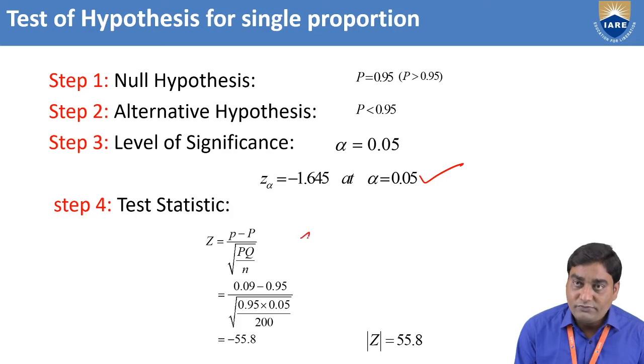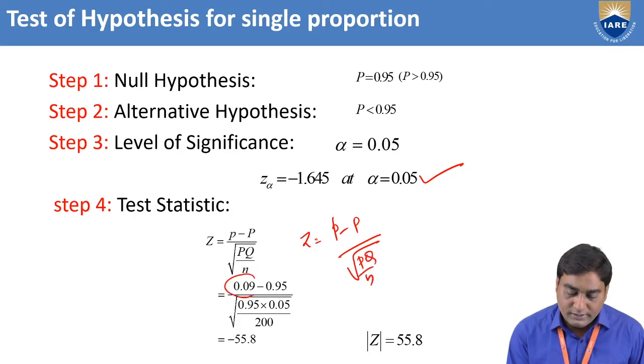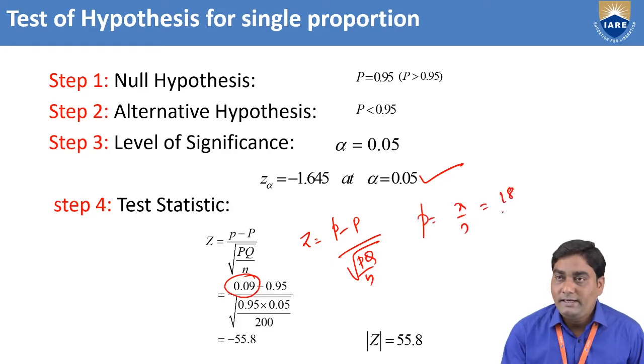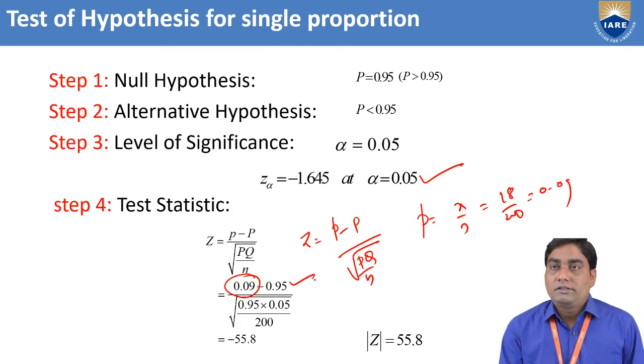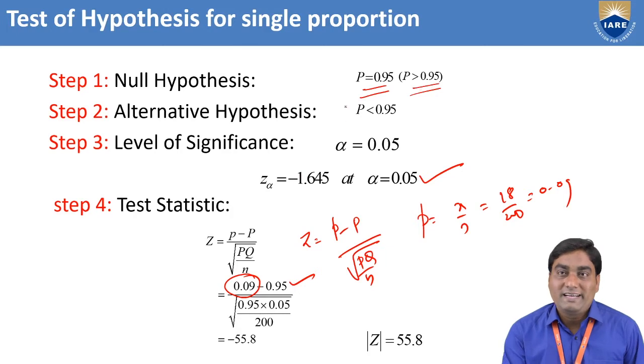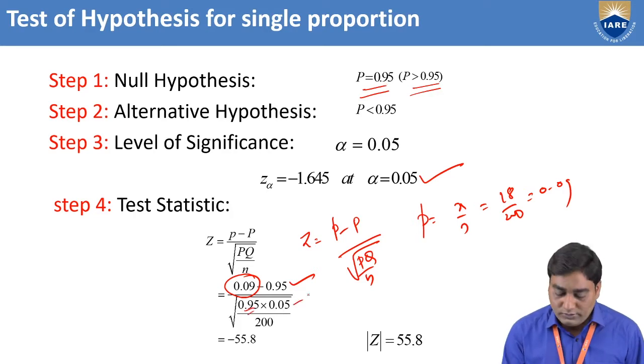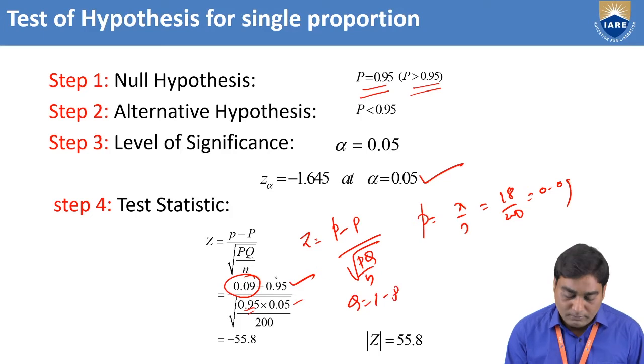The test statistic Z formula we have already discussed: small p minus capital P, divided by the square root of capital P Q by n. Small p is 0.09, calculated as x by n, 18 by 200, which is 0.09, minus capital P, 0.95. I have taken this value for this purpose only. Actually, capital P is greater than 0.95, but generally we can set up in the null hypothesis capital P equal to 0.95, divided by the square root of capital P 0.95 into capital Q, where capital Q is 1 minus P, by n, the sample size.